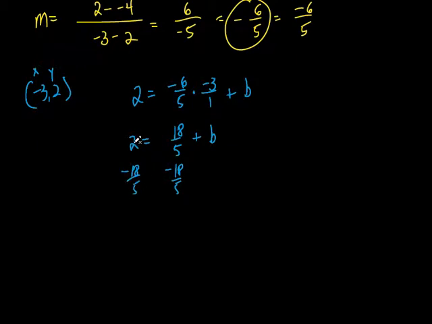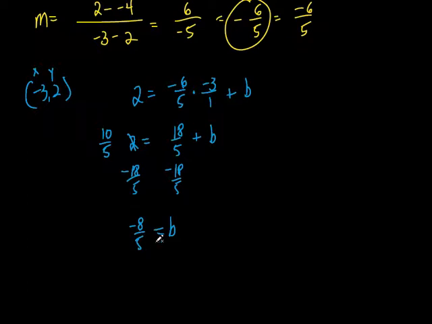Now let's change 2. I want a common denominator, don't I? So I'm going to write it 10 over 5. Why did I pick that? Because my denominator is 5. So 10 over 5 minus 18 over 5 is negative 8 over 5, and that is my y-intercept. Not a very pretty number, is it? All right, but that's what our y-intercept is.